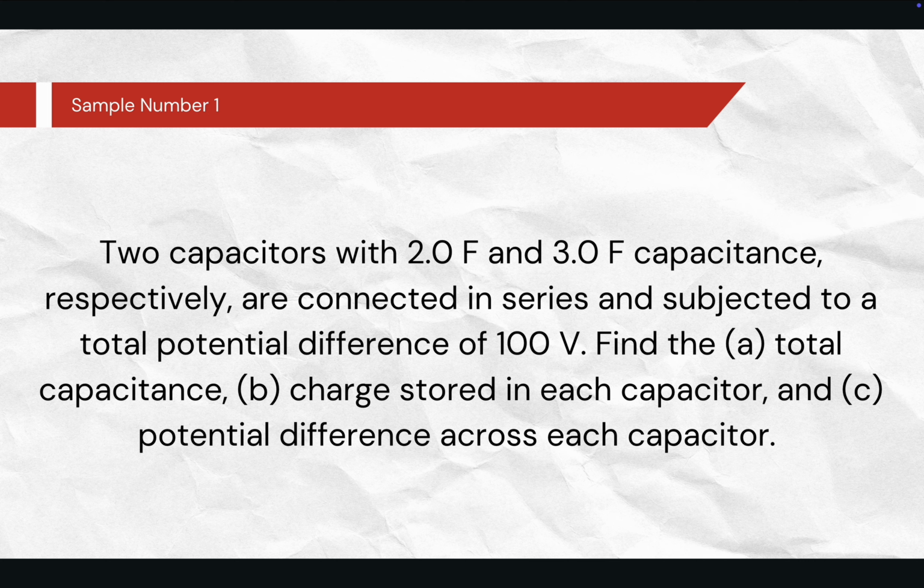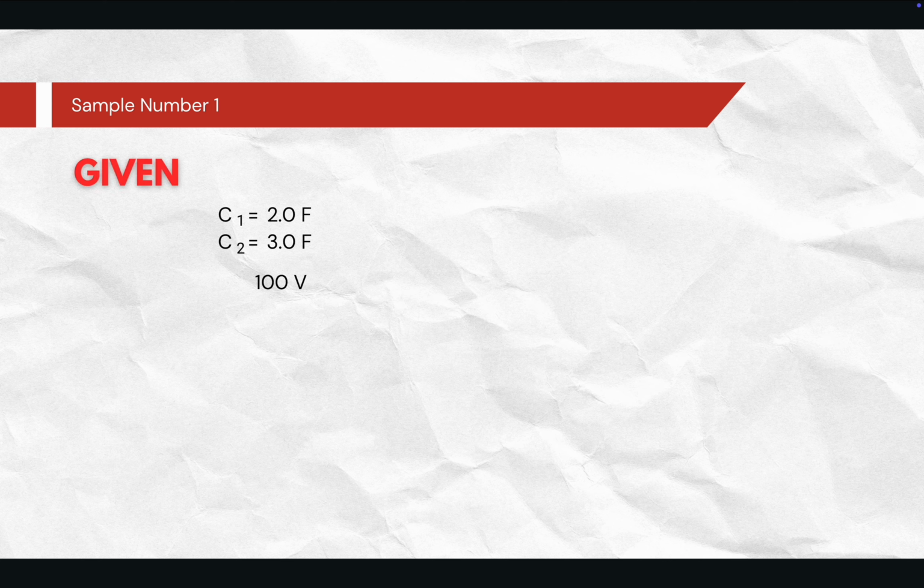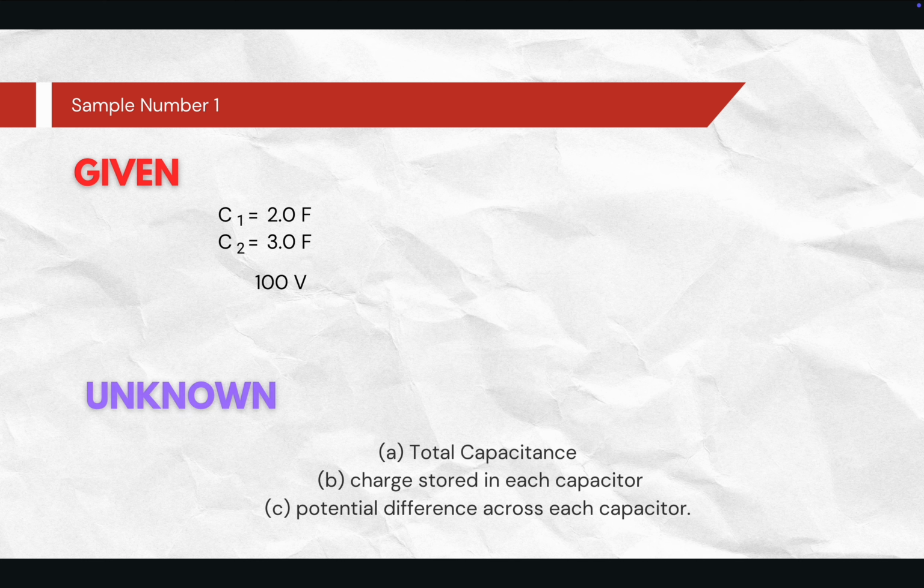Two capacitors with 2.0 F and 3.0 F capacitance are connected in series. The total potential difference is 100 V. So, ang hahanapin natin dito is total capacitance, yung charge stored in each capacitor, and potential difference across each capacitor. So, given ulit, capacitor number 1 and capacitor number 2, and yung volt, 100 V. Ang hanapin natin is total capacitance, charge stored in each capacitor, and potential difference across each capacitor.